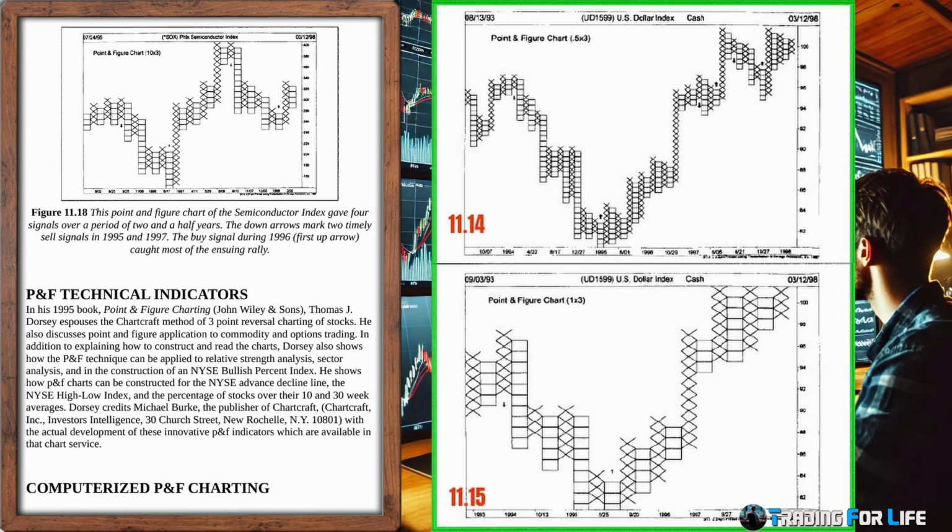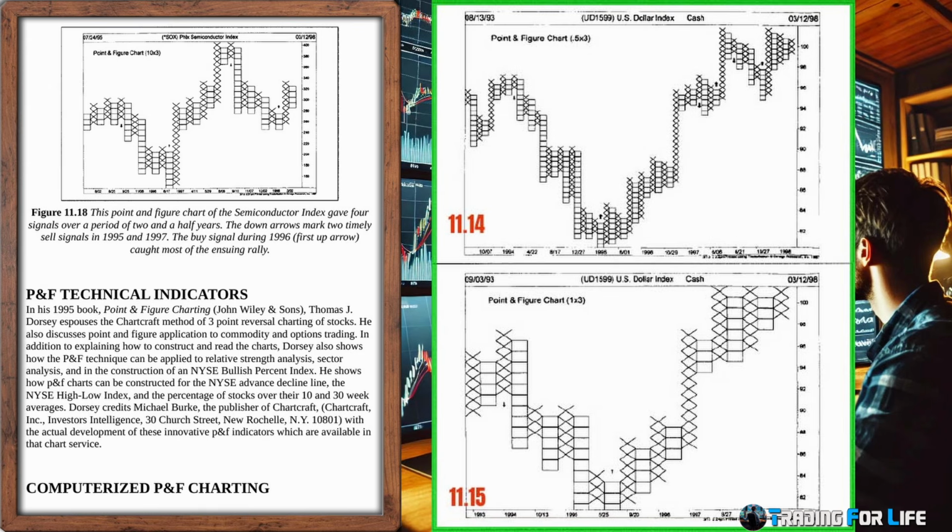11.13-11.18. P&F Technical Indicators. In his 1995 book, Point and Figure Charting, John Wiley & Sons, Thomas J. Dorsey espouses the Chartcraft method of 3-point reversal charting of stocks. He also discusses point and figure application to commodity and options trading. In addition to explaining how to construct and read the charts, Dorsey also shows how the P&F technique can be applied to relative strength analysis, sector analysis, and in the construction of an NYSE bullish percent index.